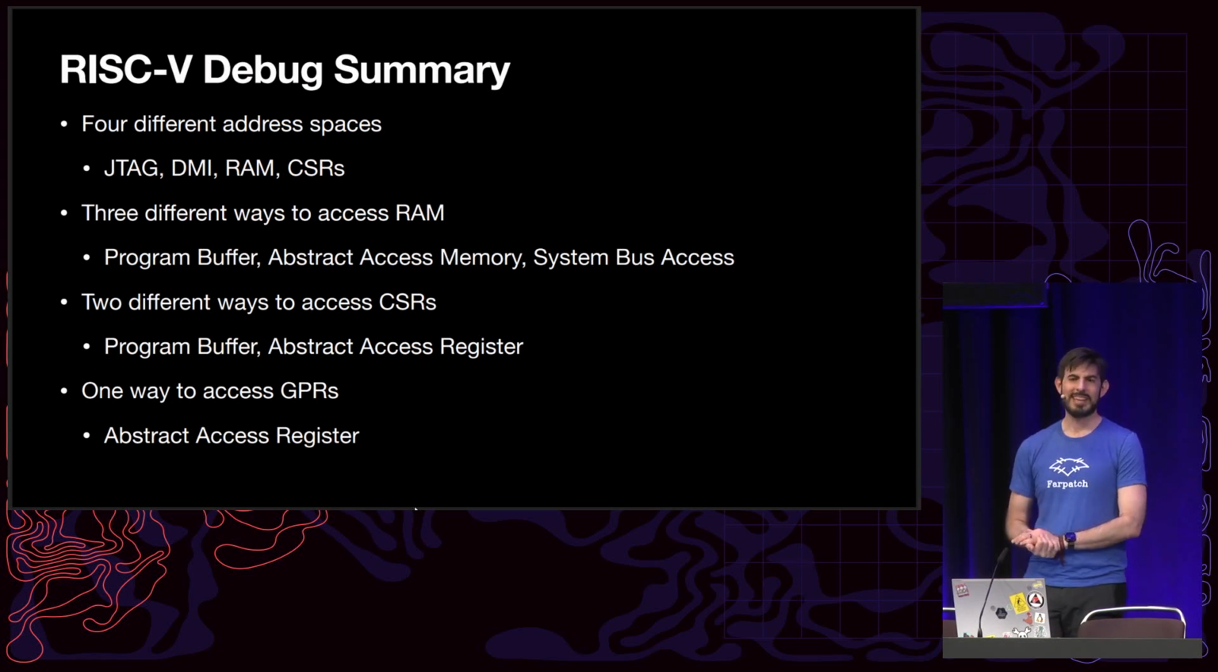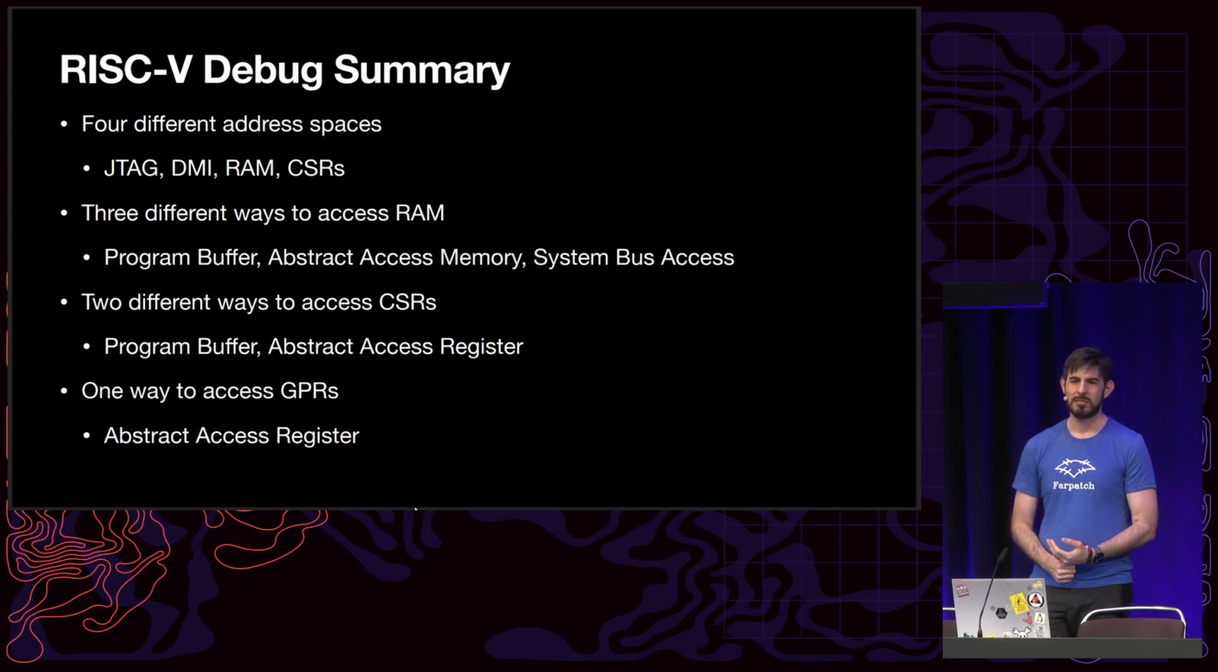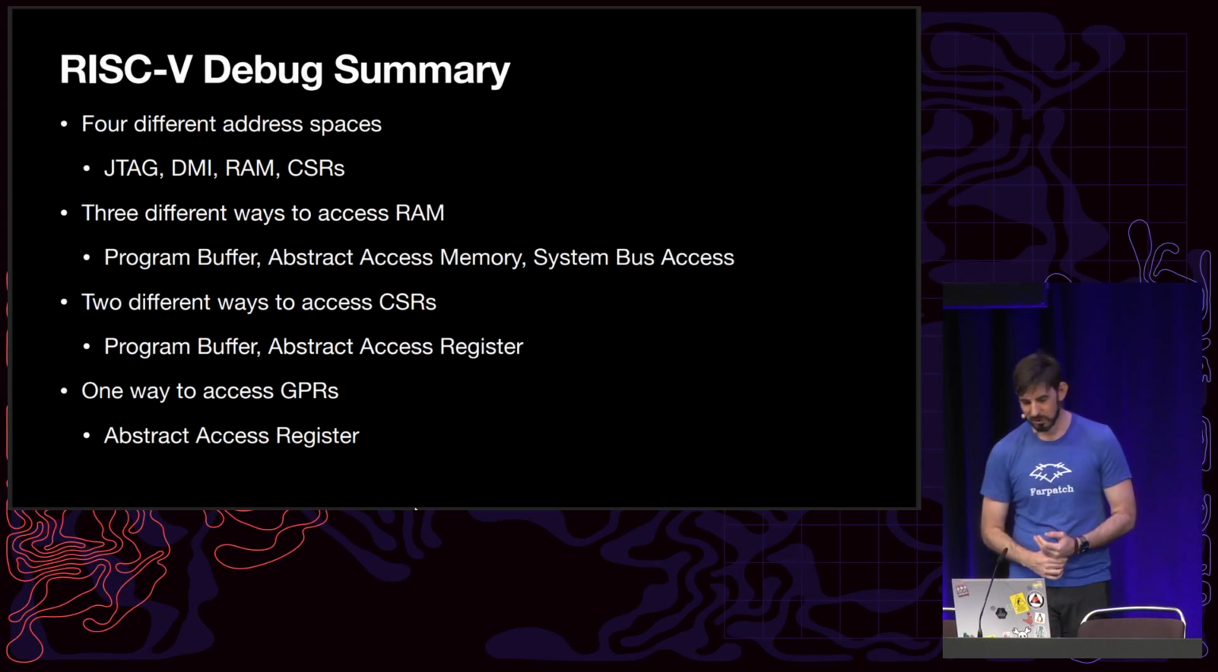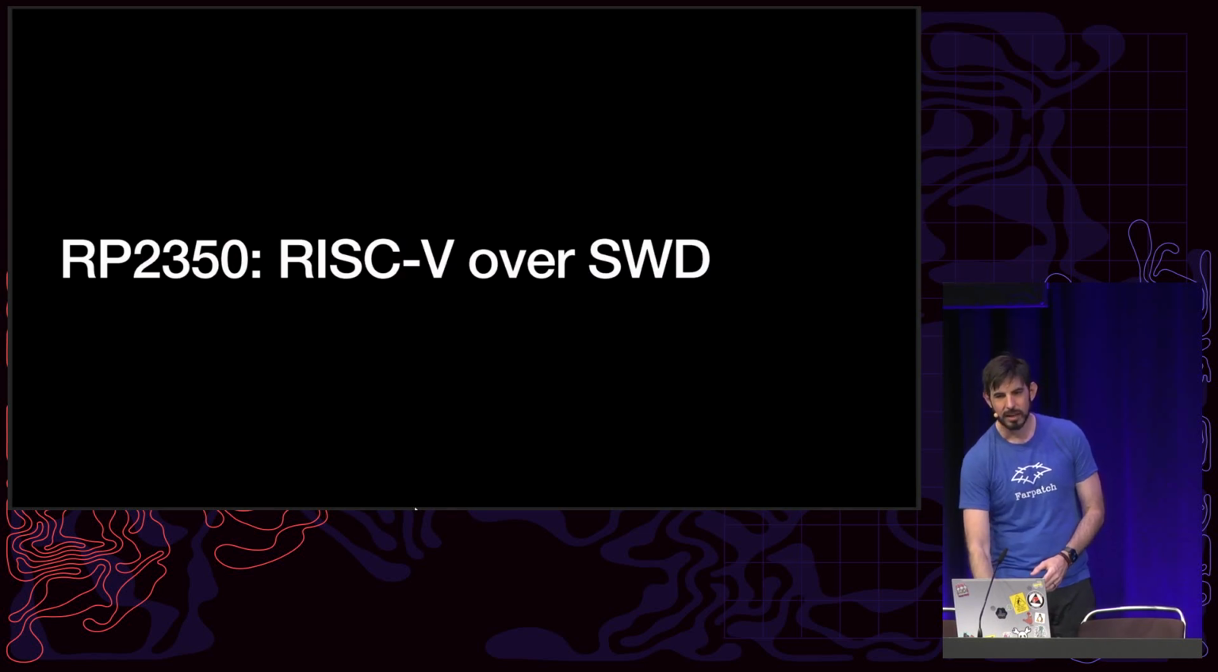There are 3 different ways to access memory: program buffer, abstract access memory, or system bus access. There are 2 different ways to access CSRs: program buffer, abstract access register. Fortunately, there's only one way to access the general purpose registers, with abstract access register. So this is the summary of RISC-V.